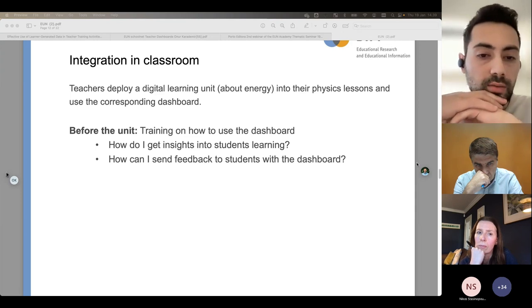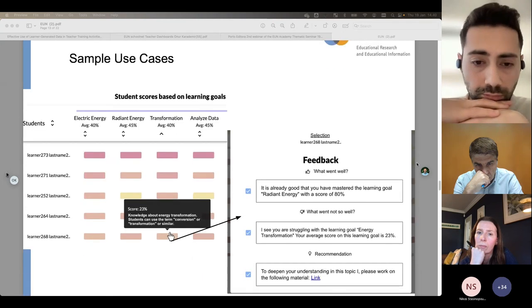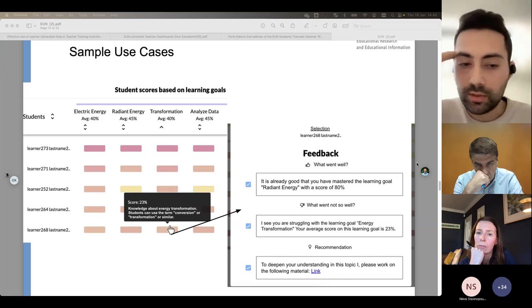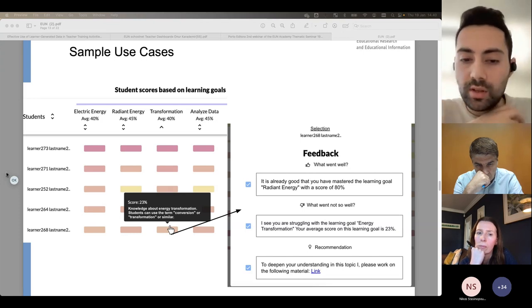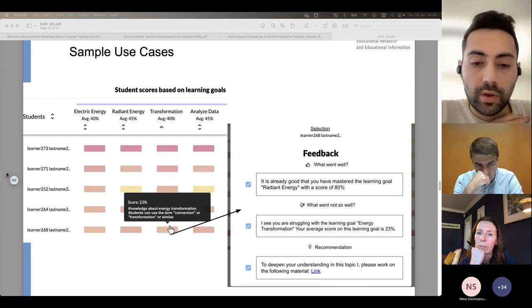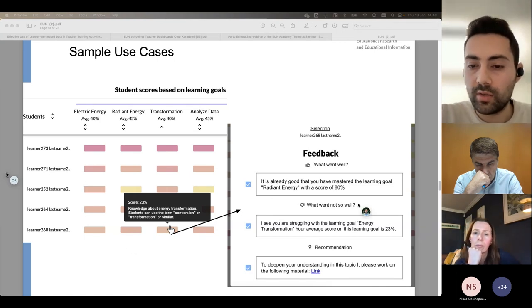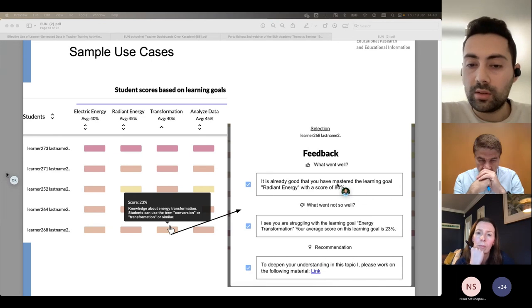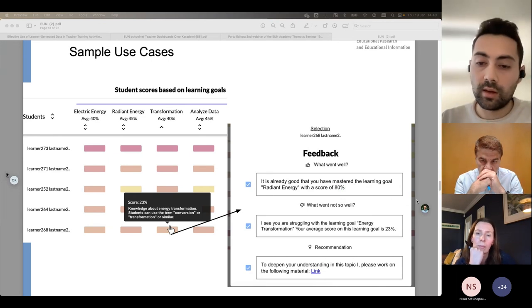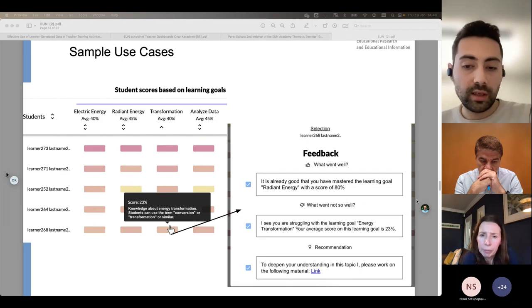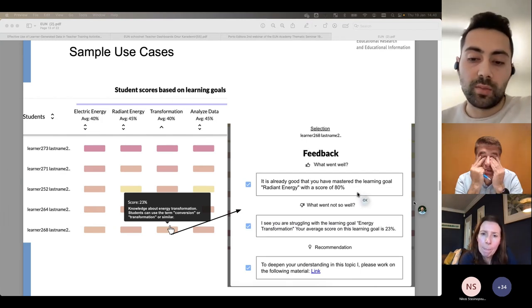In the next slide, you can see, for example, a situation. For example, you see that the student learner 268 is not performing well in energy transformation in this topic. So if you click on them, you can give them feedback. We developed the system in a way that it can generate the feedback semi-automatically. So you see those feedbacks, which are generated automatically via rules, and the teachers can then adapt those feedbacks.